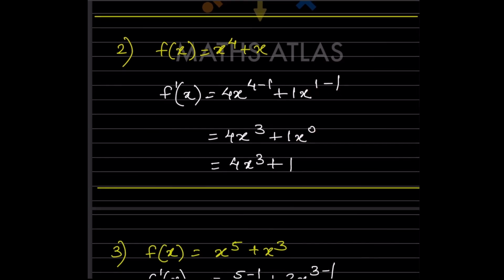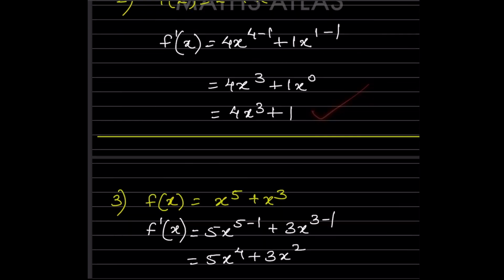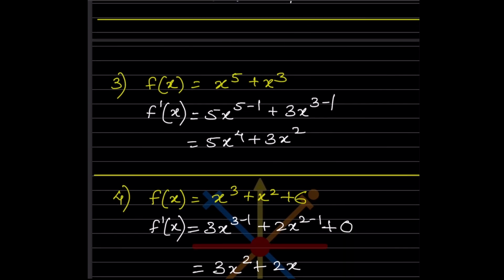So what will be the answer? 4x raised to 3, and anything raised to 0 is going to be 1. So this is the answer. In the next one, there are again two terms. So here will be 5x raised to 5 minus 1, because n minus 1, plus here 3, this is n, x raised to 3 minus 1. So this is going to be 4. So 5x raised to 4 plus 3x raised to 2.